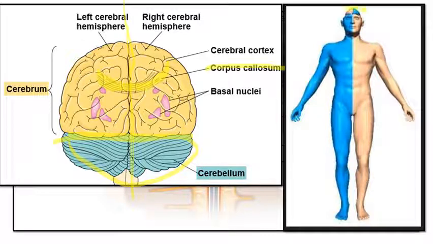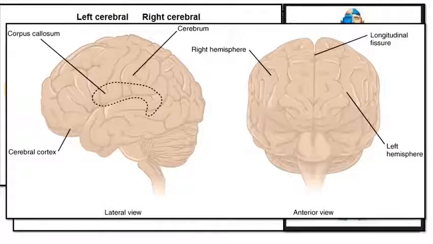And we have contralateral control over the body, where the left side of the brain controls the right side of the body, and vice versa. Okay, here's an anterior view of the brain on the right, and on the left we have a lateral view of the brain. This is showing you where the corpus callosum is located in between the two hemispheres.